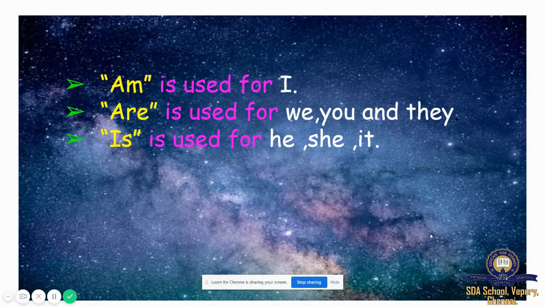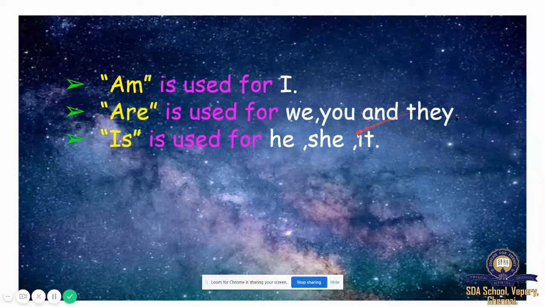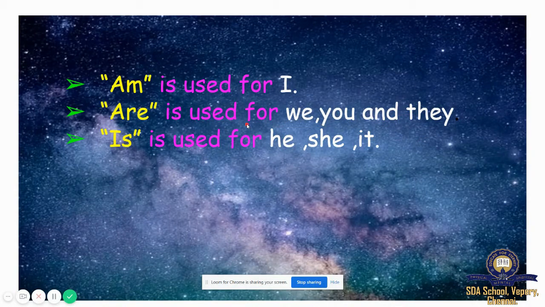So, am. Am is used for I. Then are. Are is used for we, you, and they. Is is used for he, she, it. So, am is used for I, are is used for we, you, and they. Then is. This is a verb used for he, she, and it.